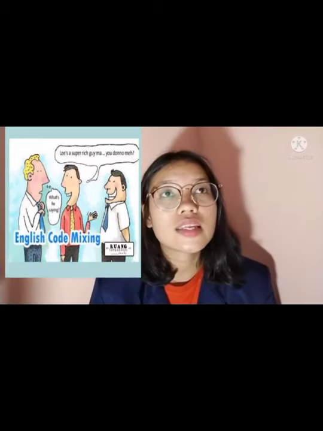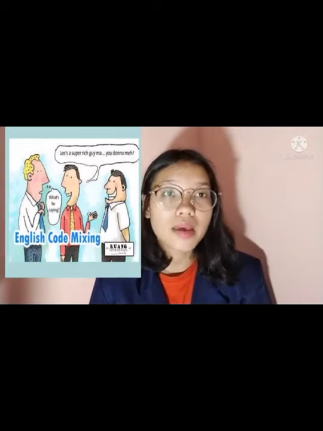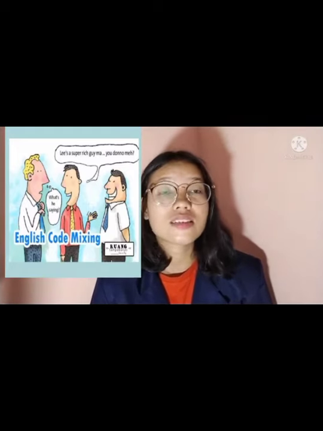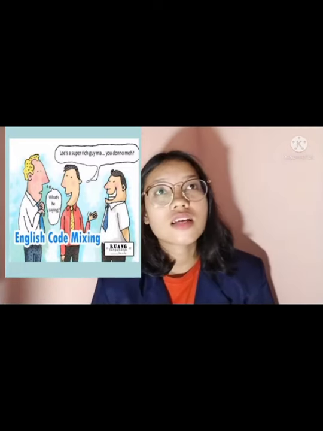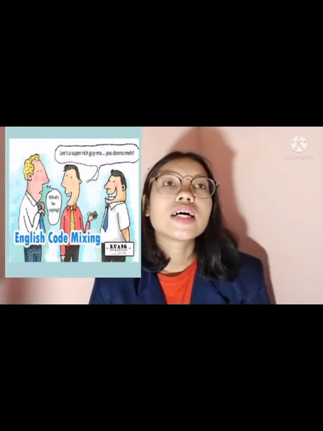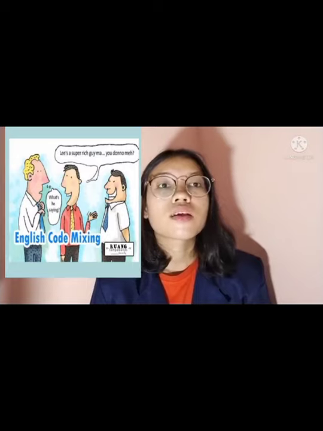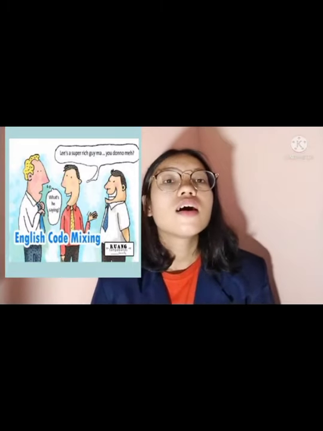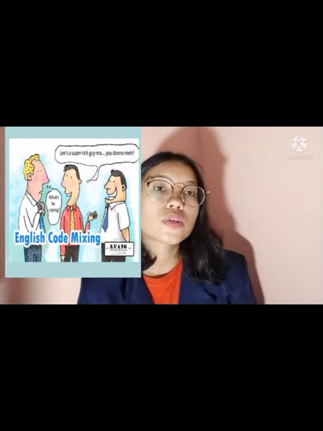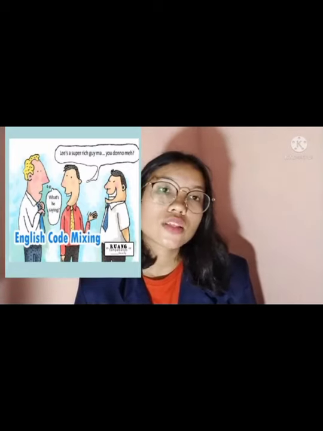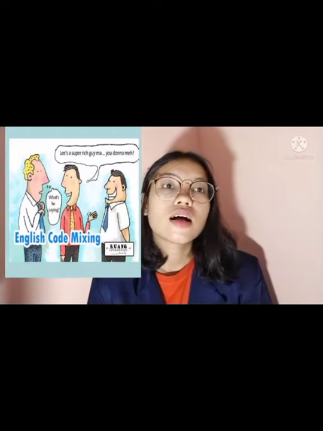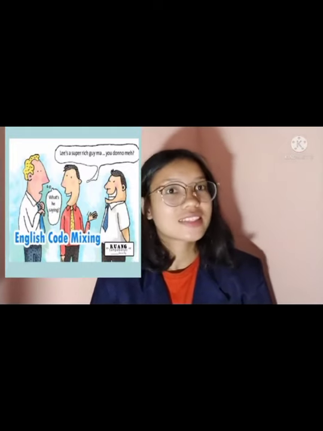Now, in our PPT, there is a picture. There are three men that talk about something, and the first man said, "What's he saying?" And then the second man said, "Lee is super rich guy. You don't know me?" The second man used two languages. He mixed his language. The first one he used English, and then the second he used the other language. I think that's all about my explanation. The next material will be continued by my friend.